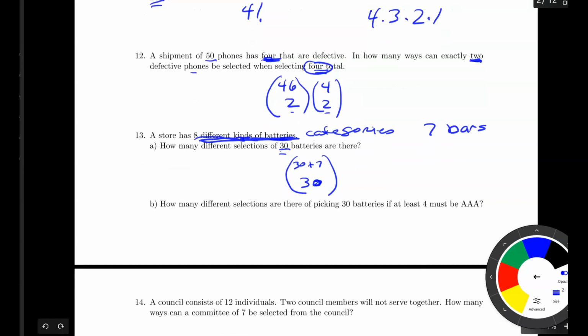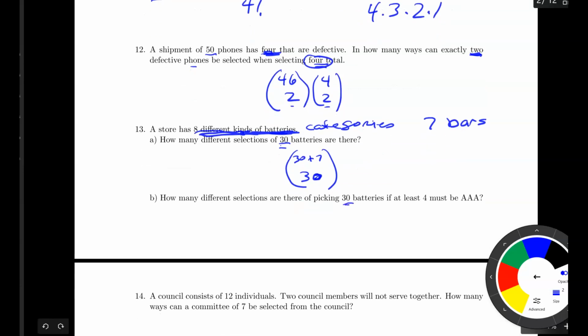All right, how many different selections of 30 batteries if I have to for sure choose 4 that are AAA? So I'm not choosing 30 anymore, I'm choosing 26. And I'm choosing 26 out of the 26 plus the 7 bars.